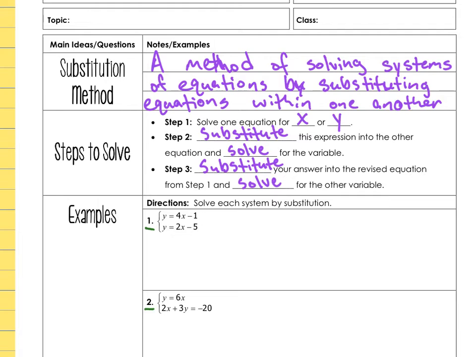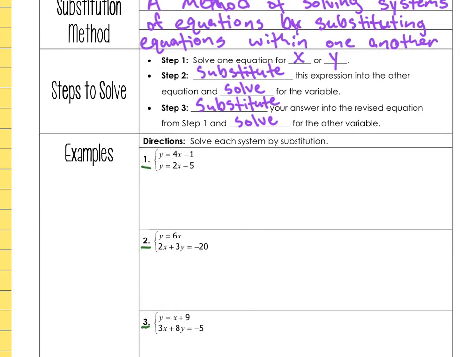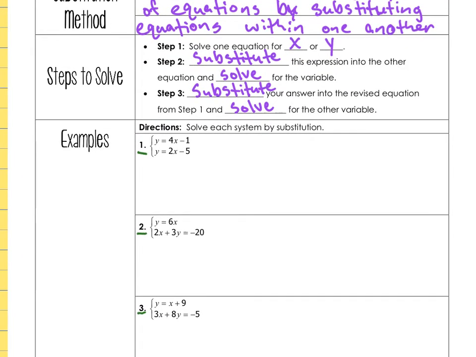So starting off with example 1, I'm going to keep these steps in sight. Number 1 has these two equations, and we're told solve each system by substitution. Now y is equal to 4x minus 1. But we're also told that y is equal to 2x minus 5.